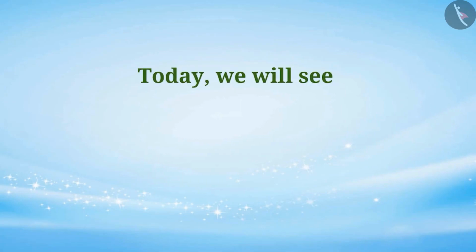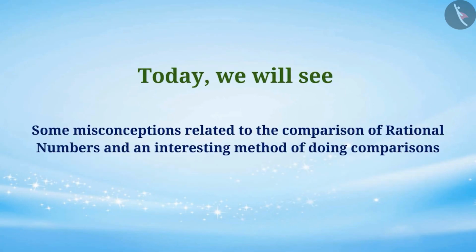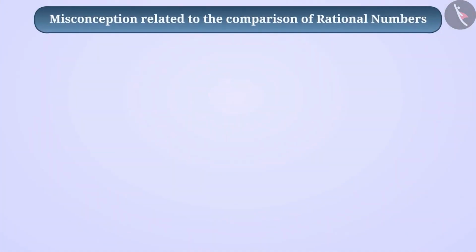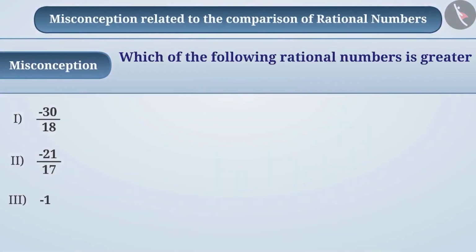Today, we will see some misconceptions related to the comparison of rational numbers and an interesting method to do comparisons. Misconception. Which of the following rational numbers is greater than minus 21 by 18?